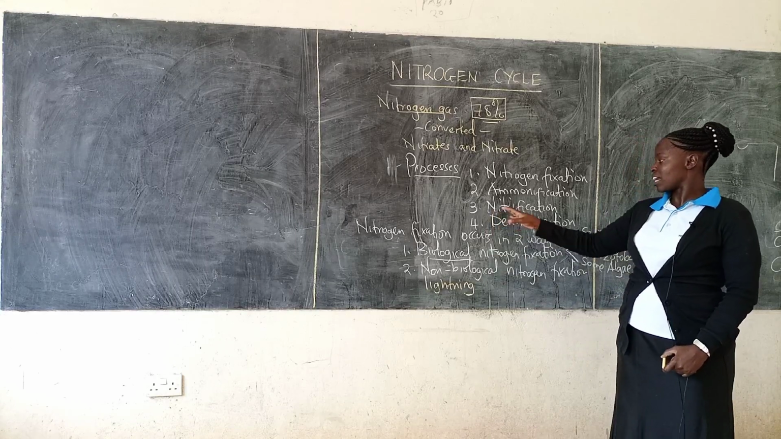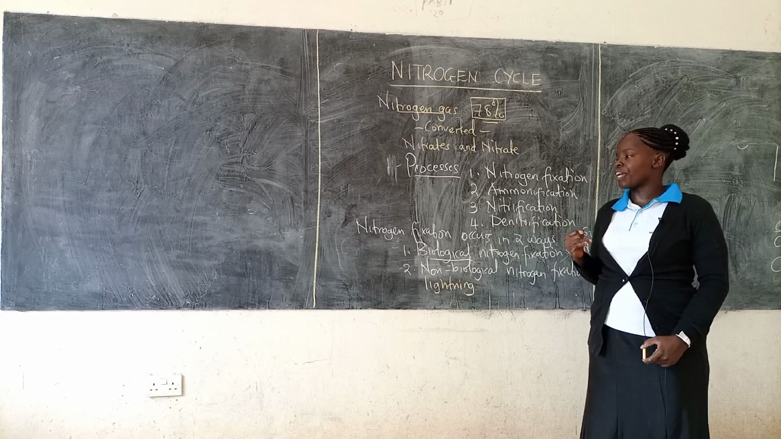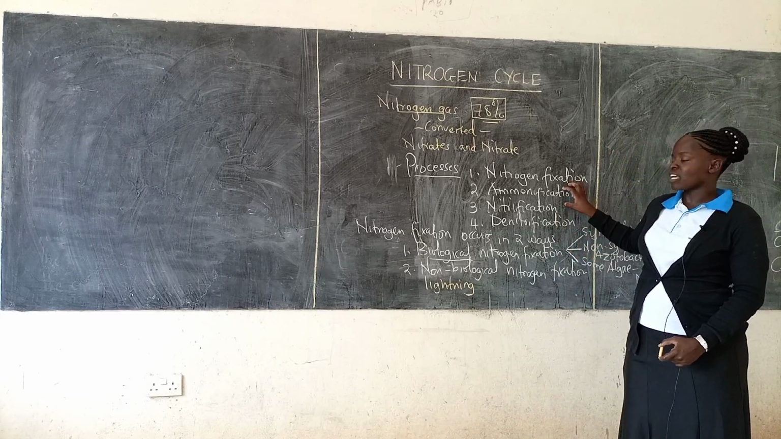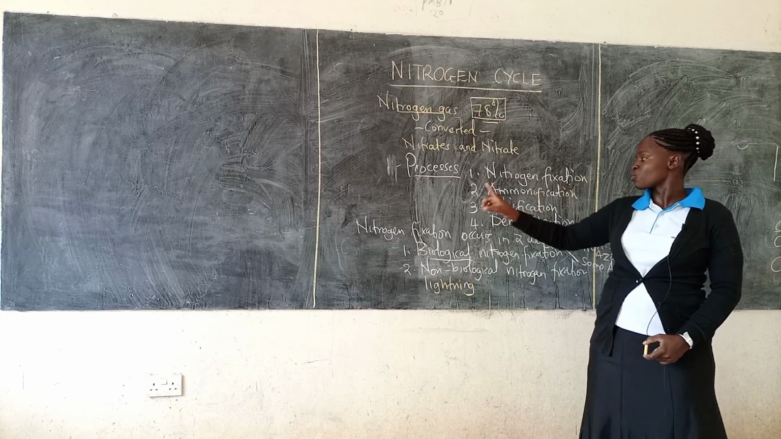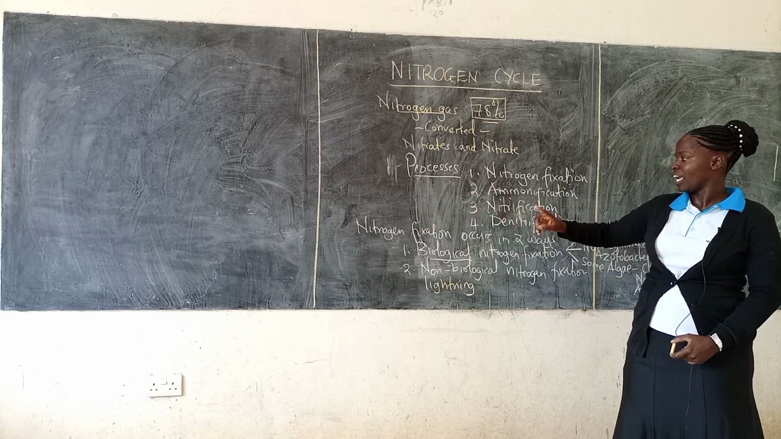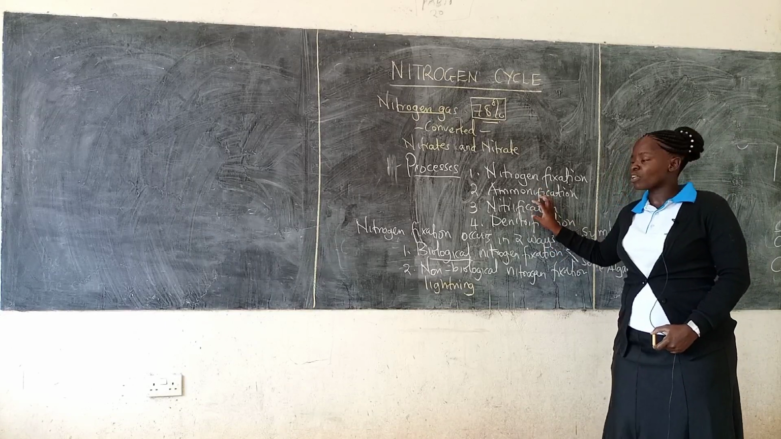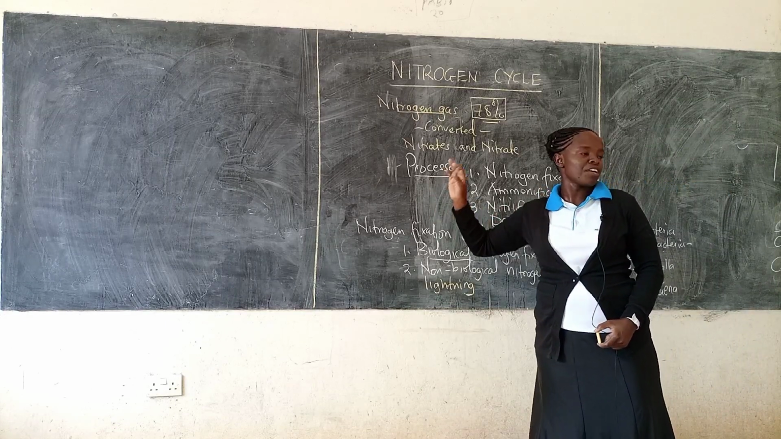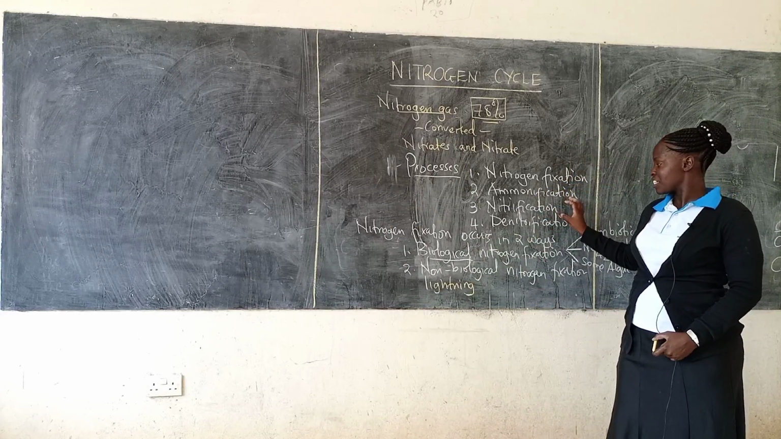The third process is nitrification. Nitrification also occurs in two ways. When ammonium compounds have been formed in the soil, they can be oxidized to produce nitrites. That is the first way. The second way is when the nitrites formed are converted to form nitrates. So those two methods are under nitrification.